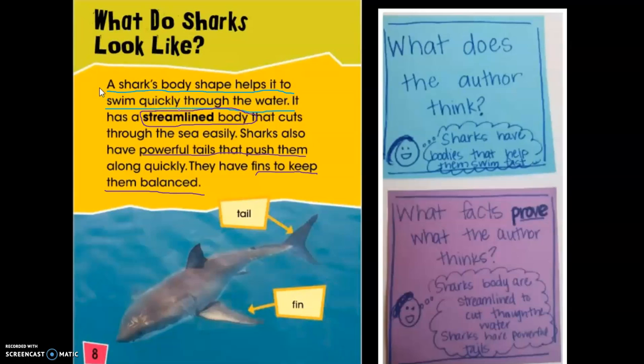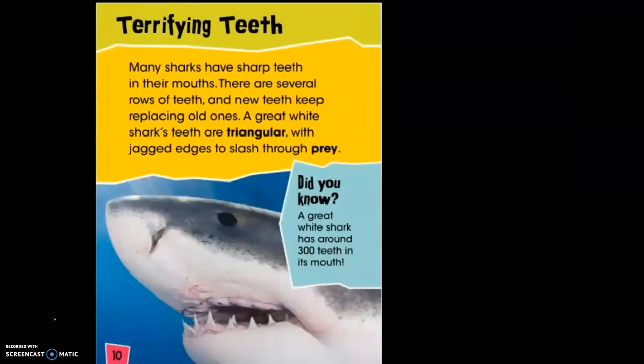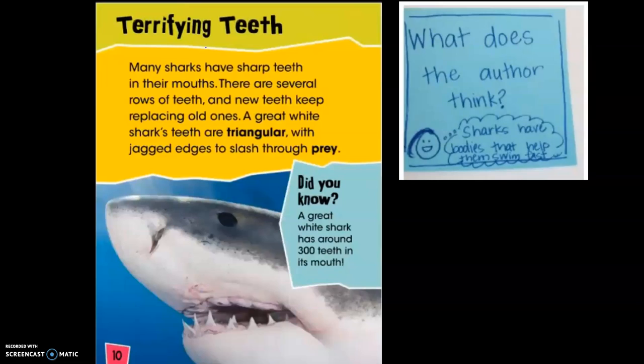So boys and girls, there's sometimes maybe more than one fact to prove what the author is thinking. And as you can see here, in every sentence we found a fact that proved the first sentence of what the author was thinking, right? All right. I want you to do this with me. We're going to read Terrifying Teeth, and we're going to go through the steps of first finding what the author is thinking. So let's read it. Terrifying Teeth. Many sharks have sharp teeth in their mouth.